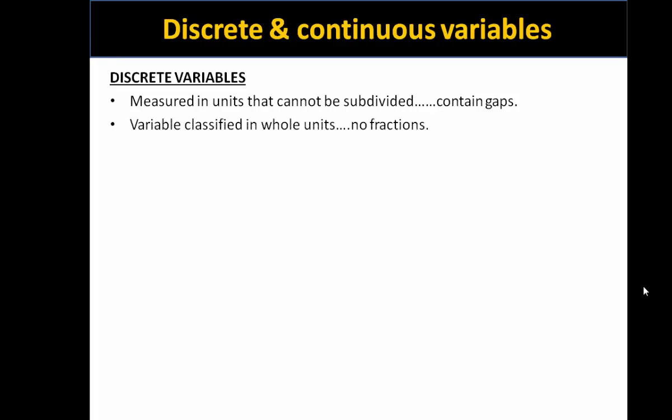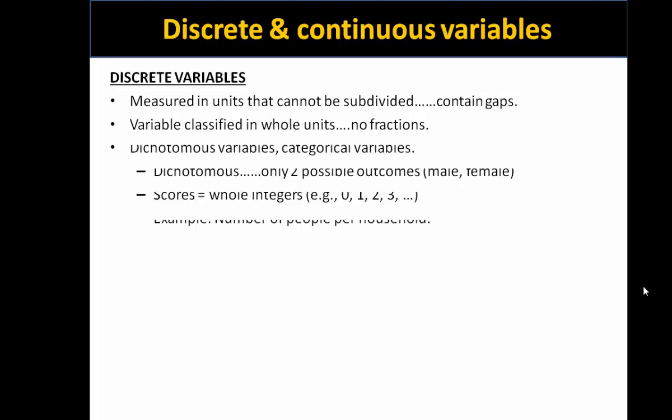In this situation, with these types of variables, variables are classified in whole units, whole numbers. So there are no fractions involved when we talk about a discrete variable. An outcome takes on a value of one whole number or another whole number. Can't take on a value in between. One example of a discrete variable is a dichotomous variable. Another example are categorical variables.